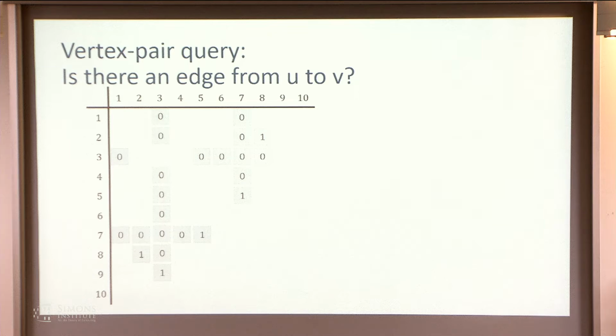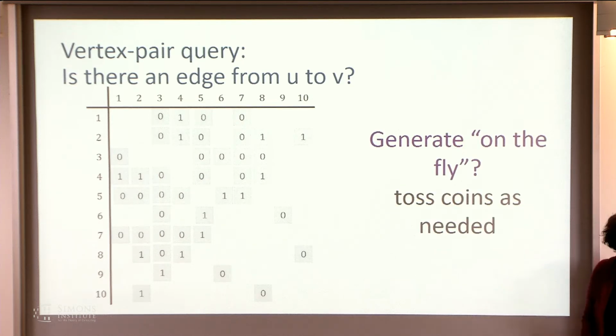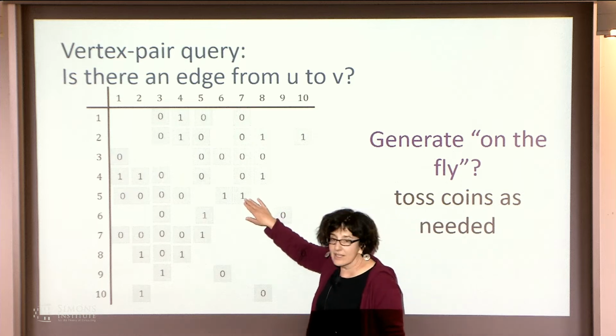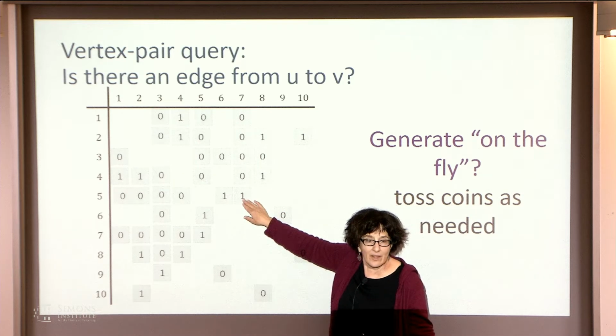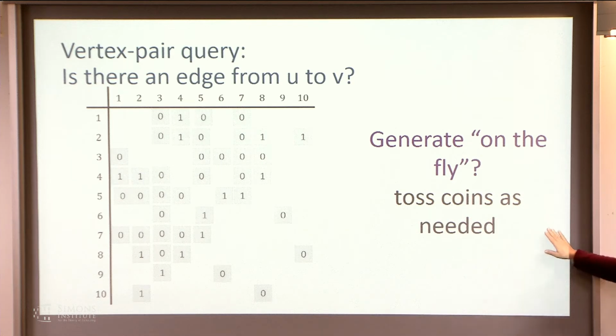Okay, so Vertex-pair query, easy. If I just want to support Vertex-pair queries, we'll just generate on the fly. We'll toss the coin as needed. You ask me if i and j are connected. I look there. If it wasn't tossed already, I'll toss a coin and write it down. Okay, so that one is easy.